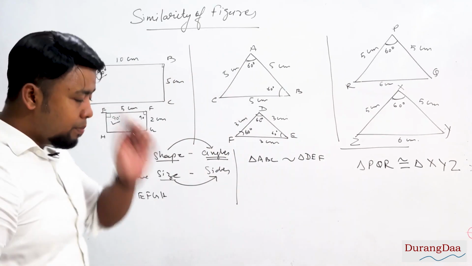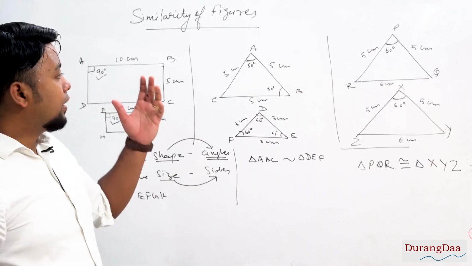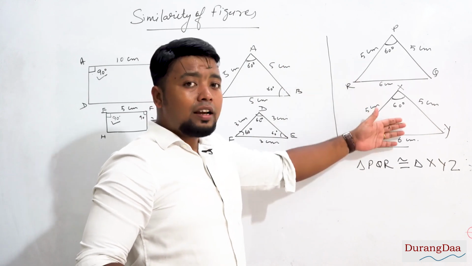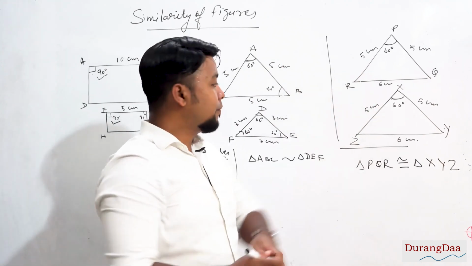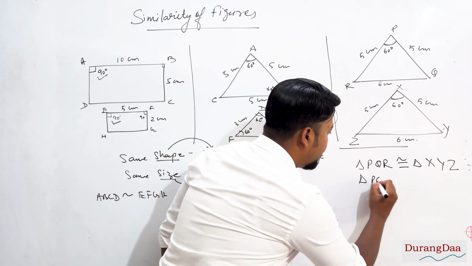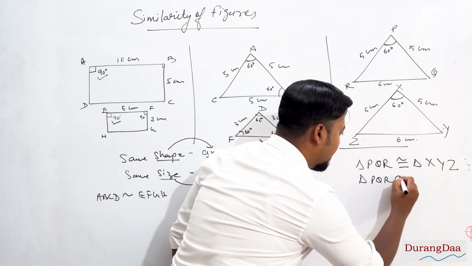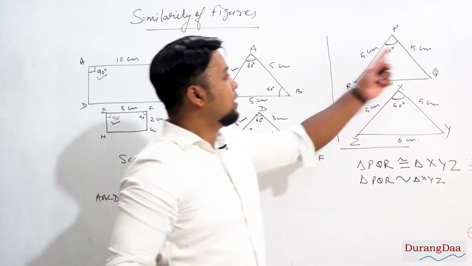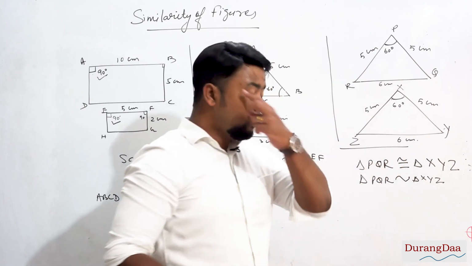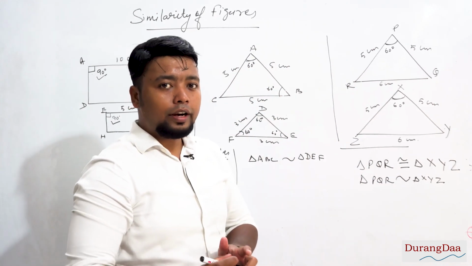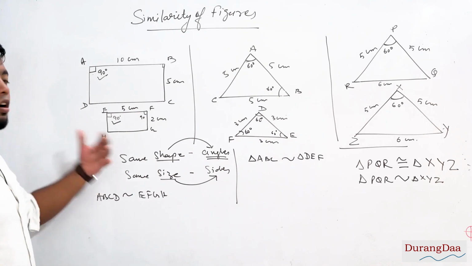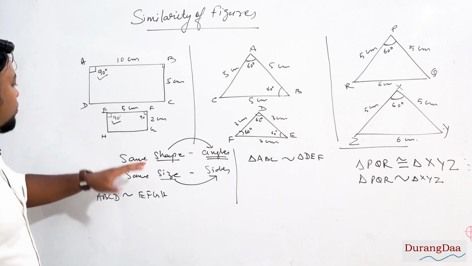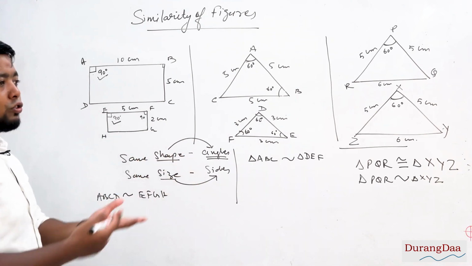Now one more thing you have to keep in mind, that if any two figures are congruent, they are similar too, alright. That means here PQR, if it is congruent, then it is understood that it is also similar to triangle XYZ. That means if they are the same in size, in shape also, they are similar, alright. But it is not true every time that if two figures are similar, they will also be congruent.